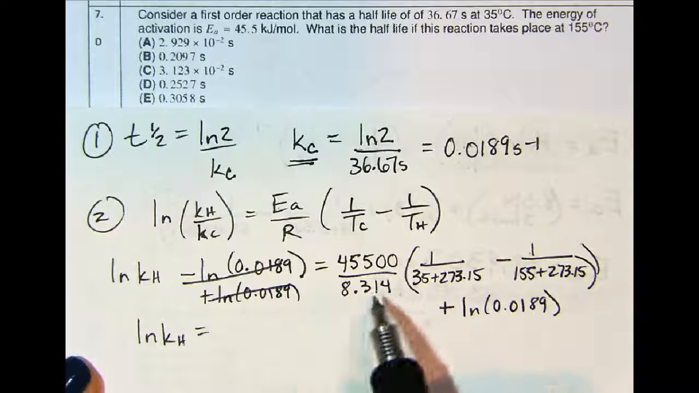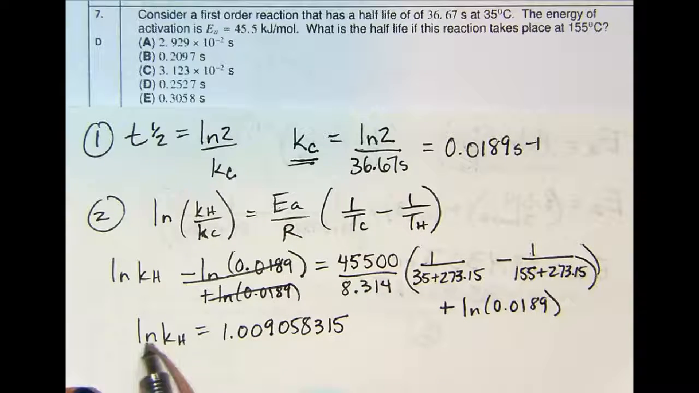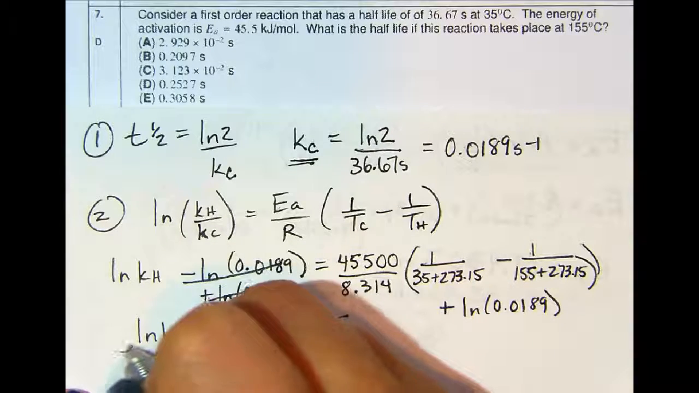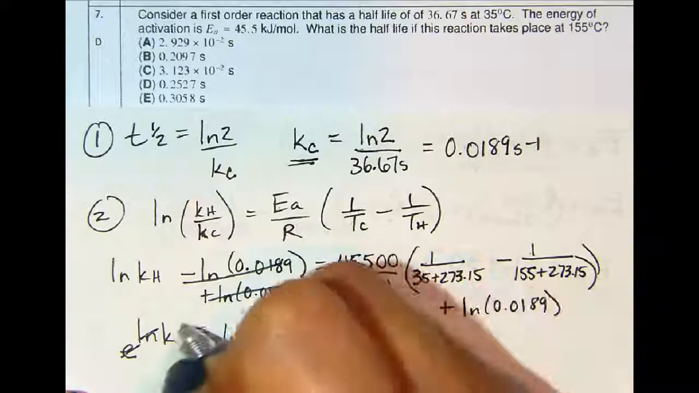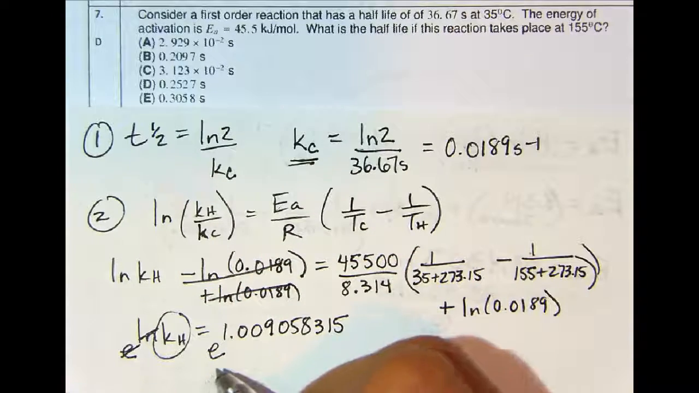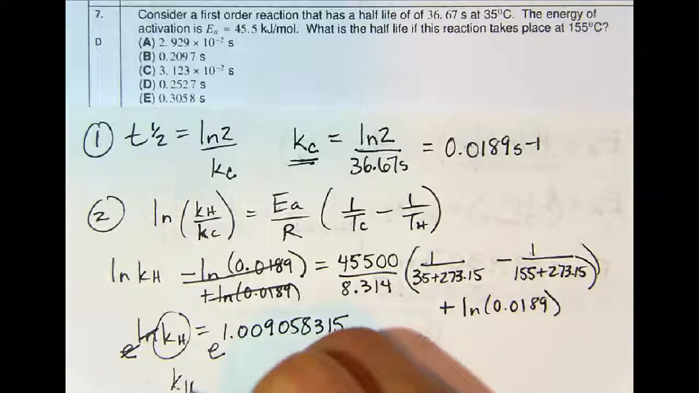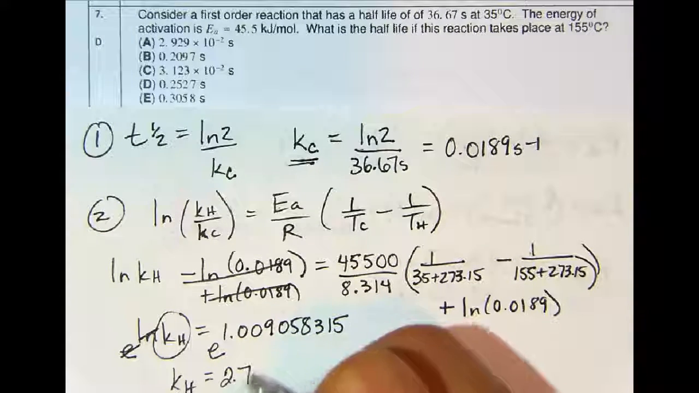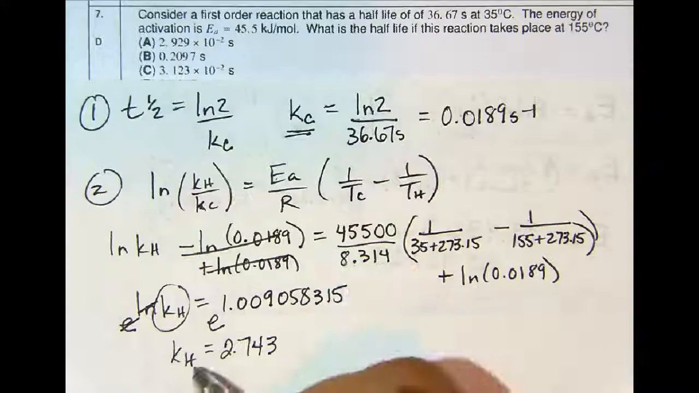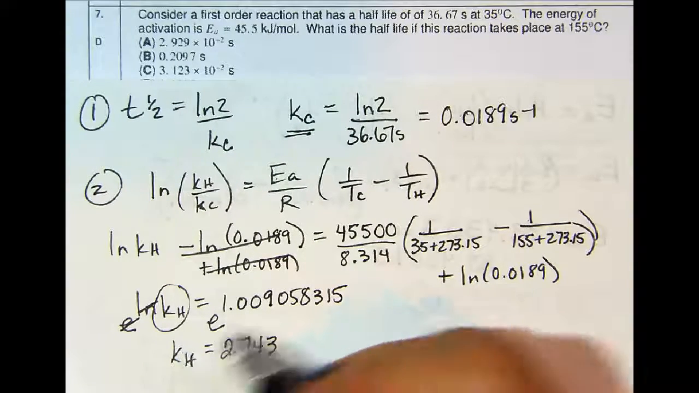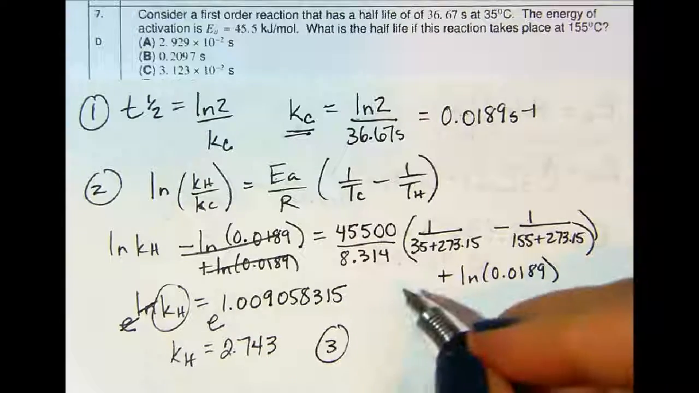And now let's go ahead and type this into our calculator. And once we do, we get the natural log of Kh is equal to this value, and then we're going to raise both sides by e. That's going to cancel out the natural log, leaving me with just the constant Kh, which is going to be 2.743.